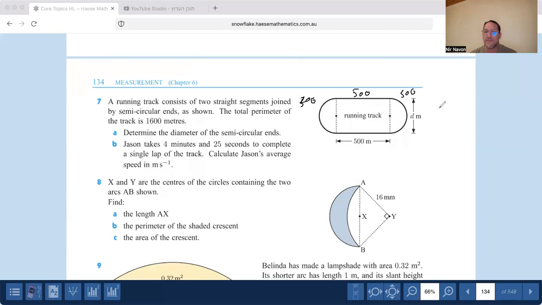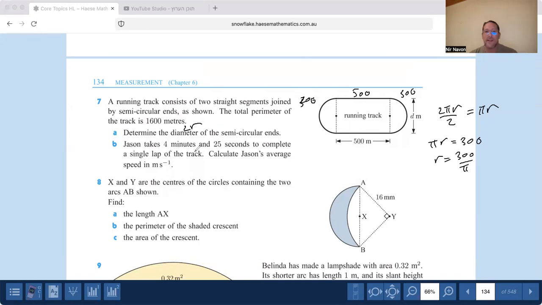We can use, this is a semicircle, so it's 2 pi r over 2 in this case, which is also like 180 over 360, dividing by 2. So that is pi r. Pi r equals 300 and r equals 300 over pi. And by the way, this is the radius, the diameter would be 2r.